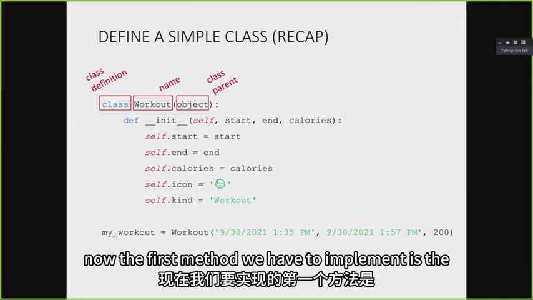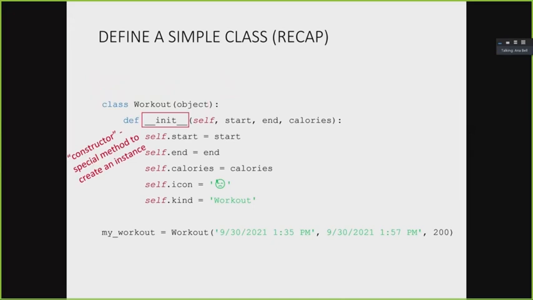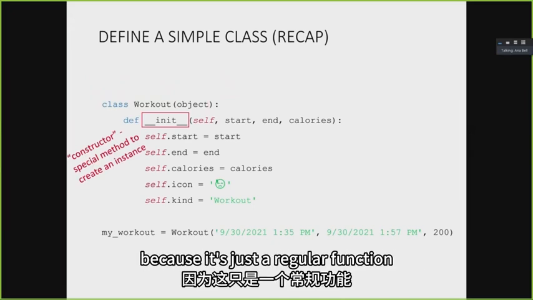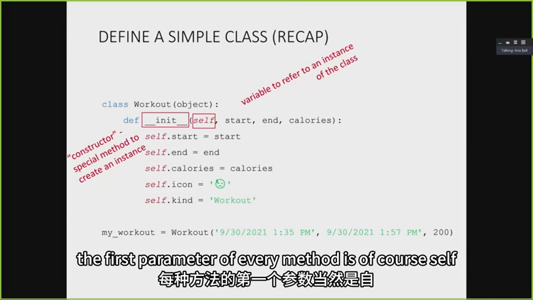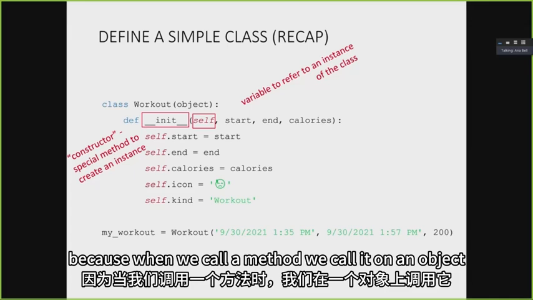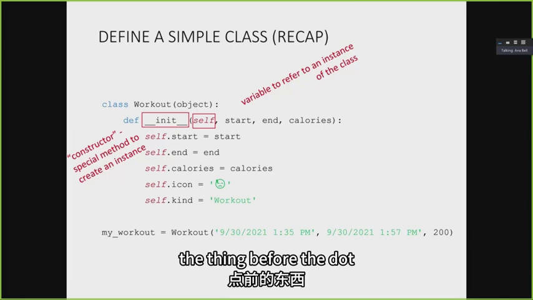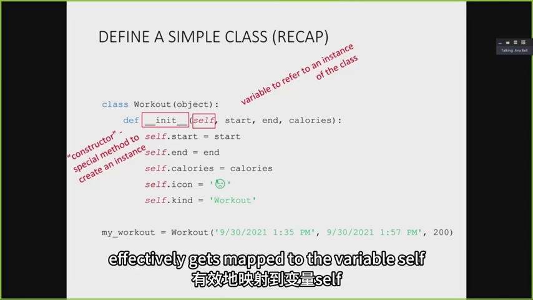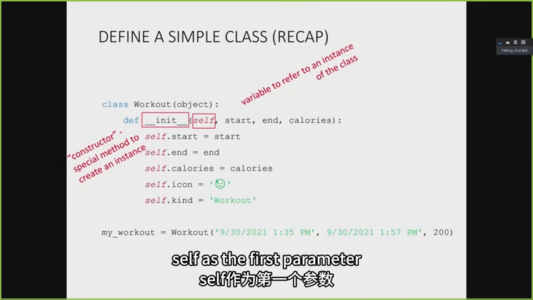Now, the first method we have to implement is the init method, right? It tells Python how to create an object of type workout, the constructor. And we've got a bunch of parameters in here because it's just a regular function that's a little bit special. The first parameter of every method is, of course, self, right? Because when we call a method, we call it on an object, right? So some object dot this method name. The thing before the dot effectively gets mapped to the variable self, which is why every one of these methods has self as the first parameter.